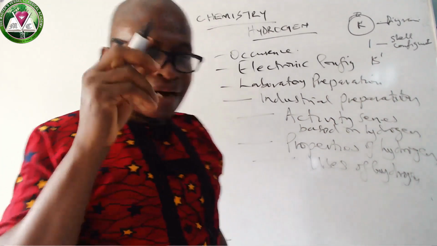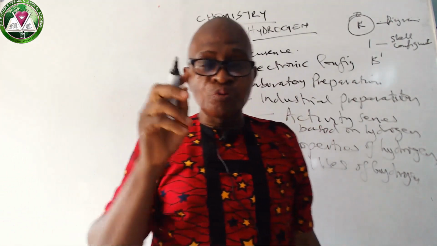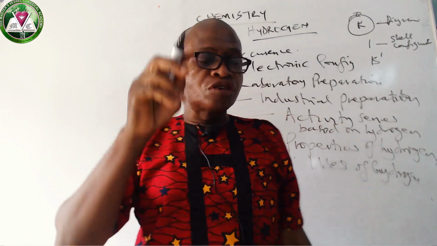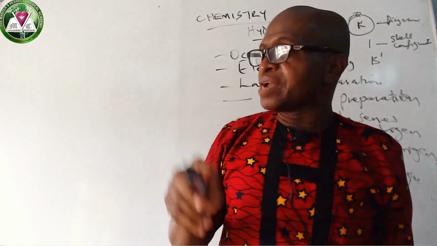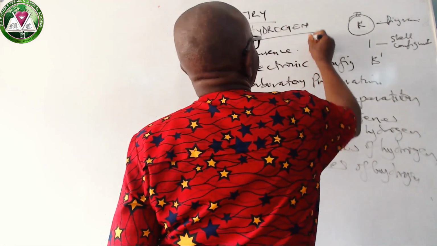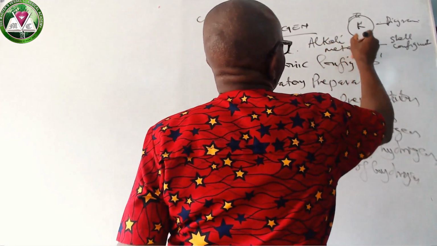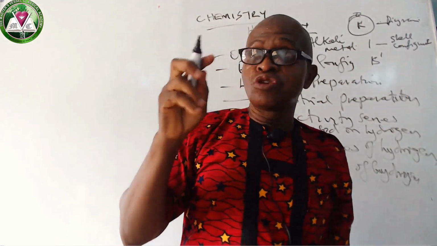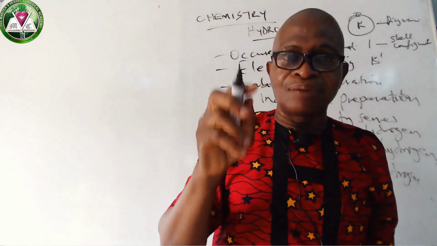Therefore, you see that hydrogen belongs to group 1 because it has only 1 electron in the outermost shell. But it doesn't behave like other elements in group 1. Group 1 elements are called alkali metals. But you can see that hydrogen is not a metal. Hydrogen is only in group 1 because it has 1 electron in the outermost shell.